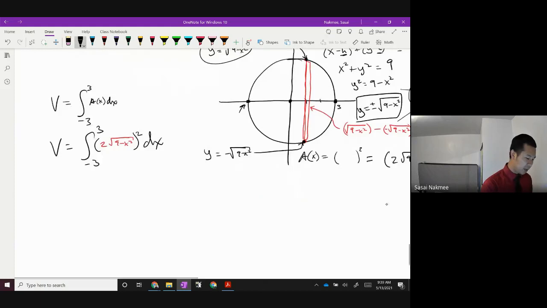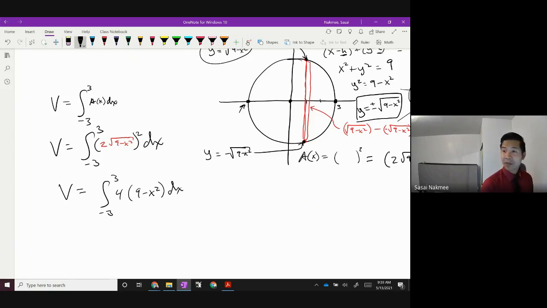You can square this, by the way. It is this whole thing squared. So this volume right here is going to be equal to the integral from -3 to 3 of 4 times 9 minus x squared, because the squared with the 2 makes that a 4. The square with the square root cancel out. There's no plus signs in between the 2 and the square root, so I can just multiply that together.